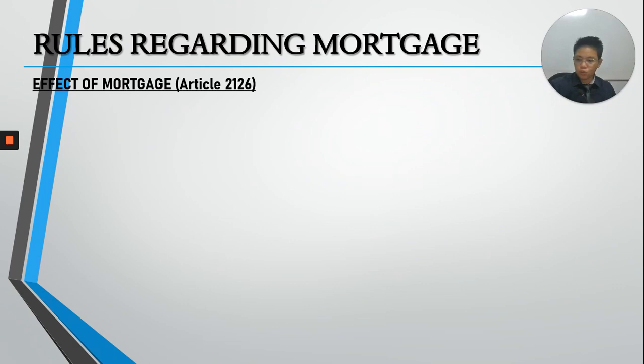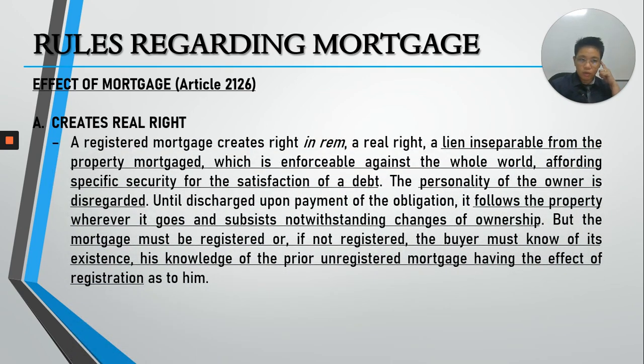Effect of mortgage under 2126, it will create a real right. So, ang Article 2126 simply means that the mortgage is a real right following the property, which I have already discussed. So, if a mortgagor sells the property, yung buyer must respect the mortgage. If it is registered, syempre, registered, it will affect third persons, or if the buyer is aware of the existence of a mortgage. So anyway, registered mortgage will create a right in rem, so a real right.